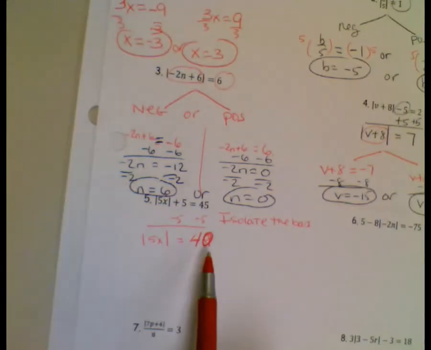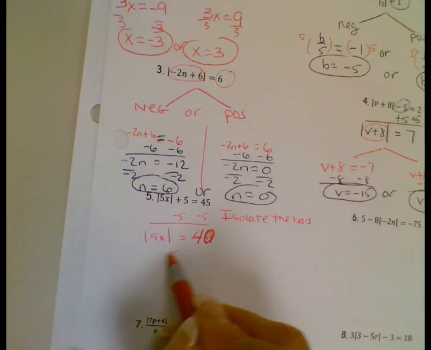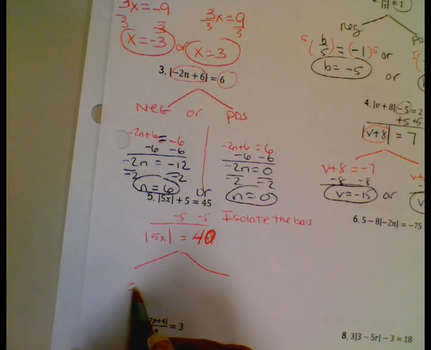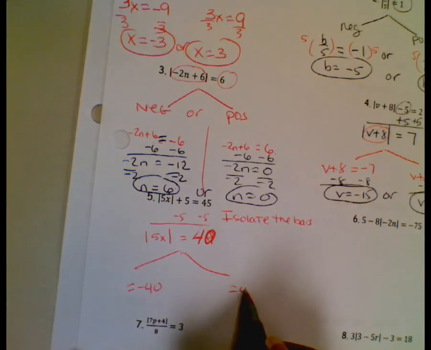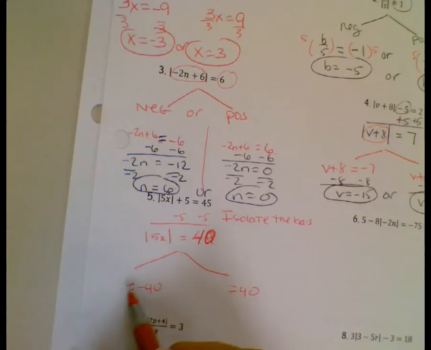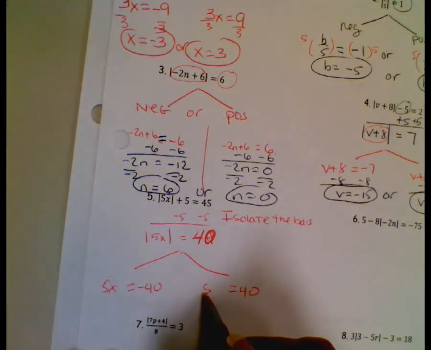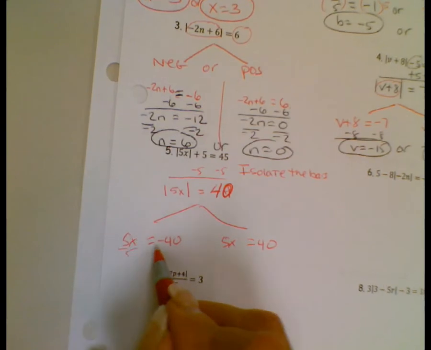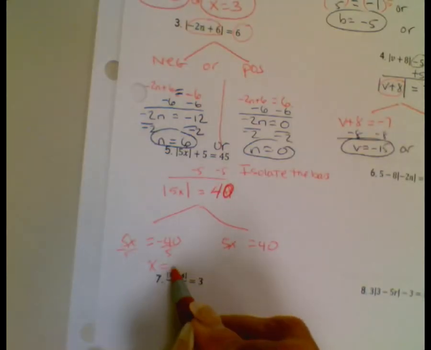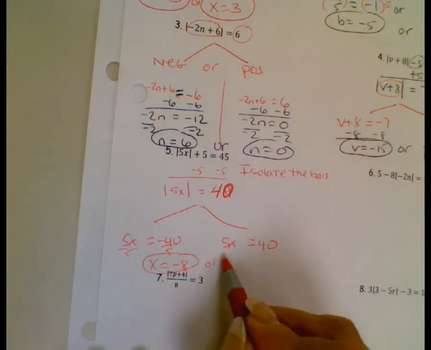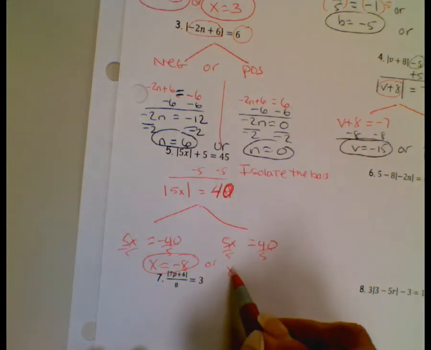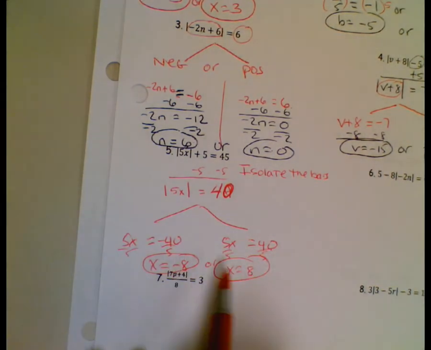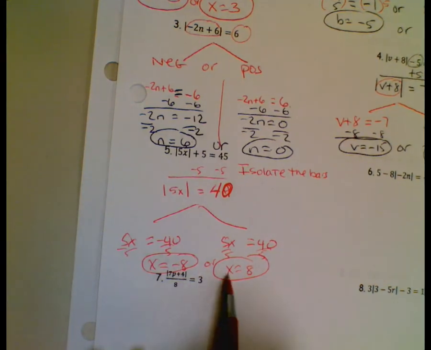As long as it's positive, there's two answers. So we're going to find our two answers. So one of these is going to equal negative 40, and one of them is going to equal positive 40. The 5x equals negative 40, and the 5x equals positive 40. Divide both sides by 5. One of your answers is negative 8. Divide by 5. Positive 8. So this is one of those ones where they have the same answer, but one's positive, negative.